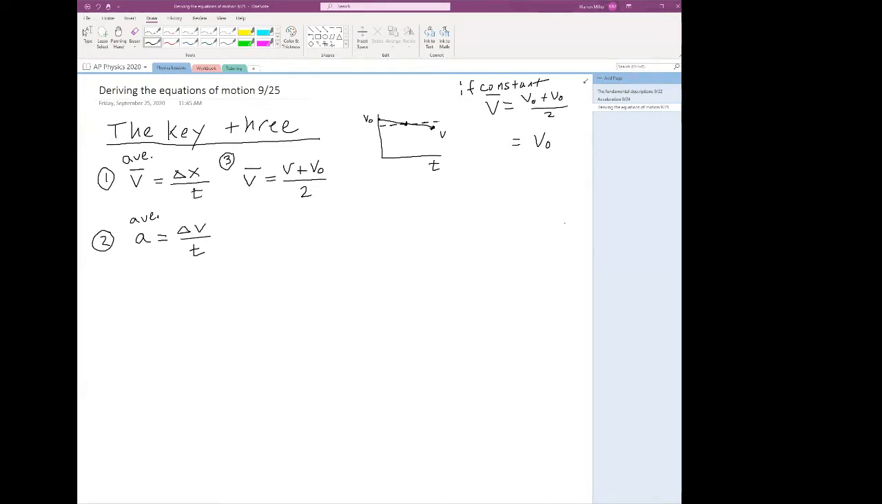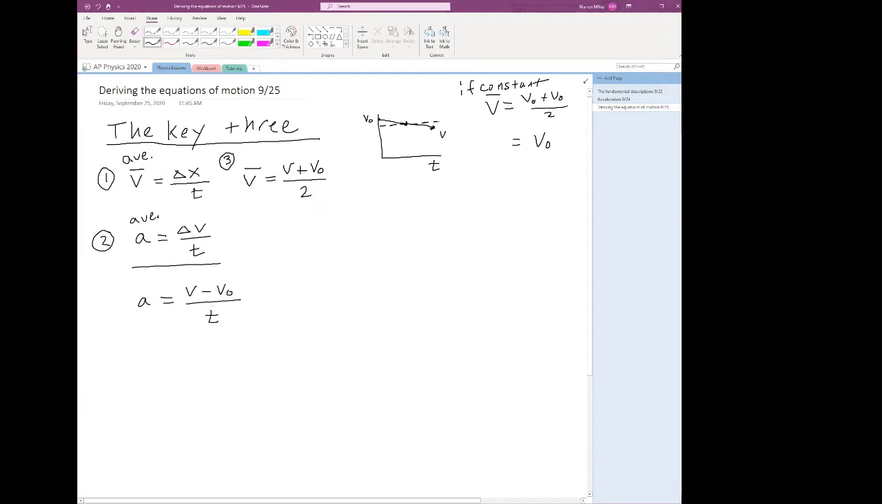Now, one equation doesn't even require us to combine anything. We can just take this guy and untangle him. Here's what I mean. Instead of writing A is equal to delta V over T, I can write A is equal to your final velocity minus your initial velocity, divided by T, because that's literally what delta V means. It's the final velocity minus the initial velocity, divided by the time.